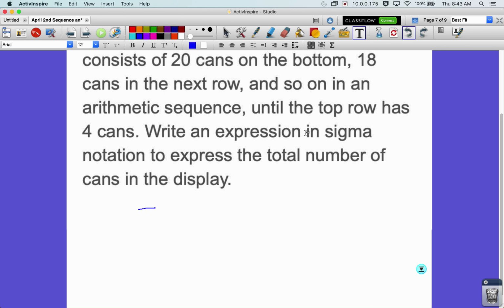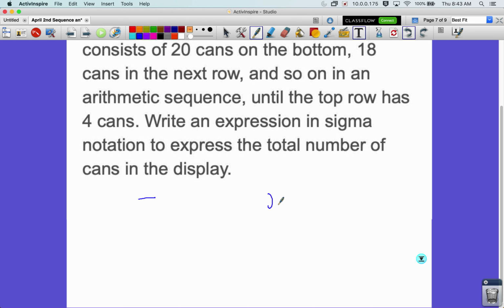So if it starts with 20 in row 1, then the number is going to be 20 minus 2 times x minus 1. So you take the row number. In the first row, the row number is 1, so 1 minus 1 is 0, and this goes away. And what we're doing is we're subtracting our common difference of 2 that many times. So let's figure out how many rows we're going to need to get this to be equal to 4. So I'll just set this equal to 4 and solve.